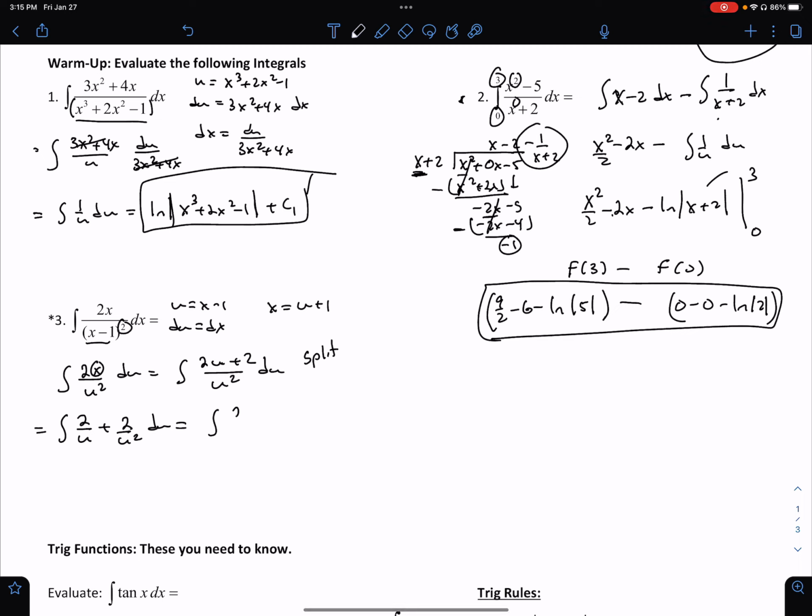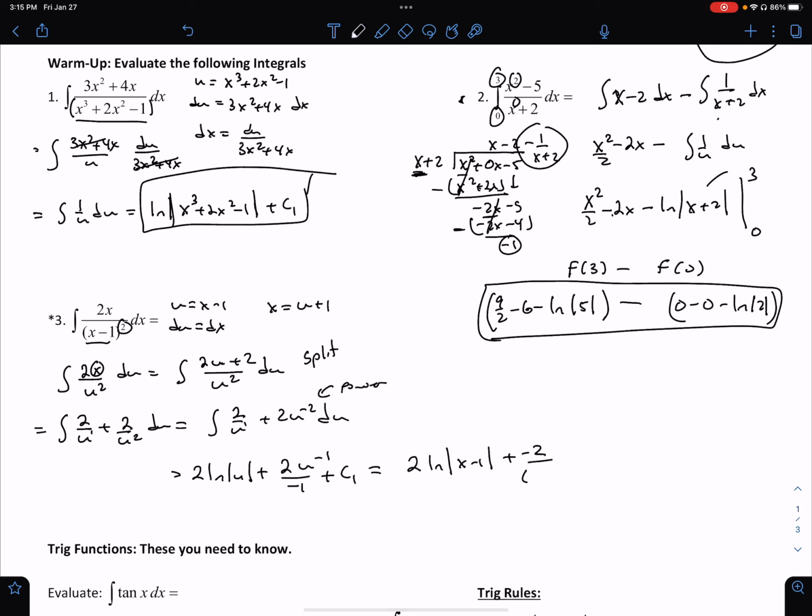And I'm going to rewrite this a little bit. 2 over u. Because my power is 1 here, I'm not going to rewrite this one. But that 2u to the negative 2, I can rewrite. The first one is just our natural log of u, plus, but this one's our power rule. I can add one: 2u to the negative 1 over negative 1 plus c1. Rewrite our answer: 2 natural log of u, which was x minus 1, plus, and be careful, I'm going to flip it, negative 2 over u, which is x minus 1 over u, plus c1. Oh, see how fun these get?